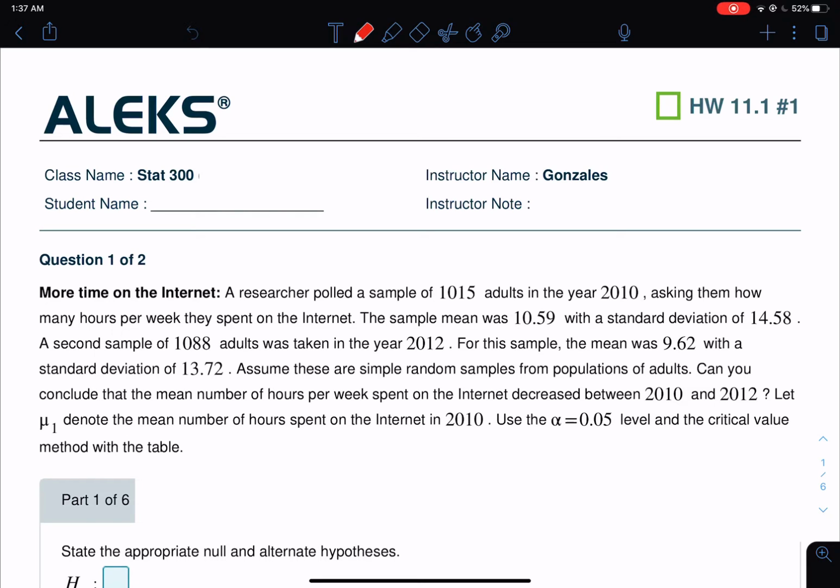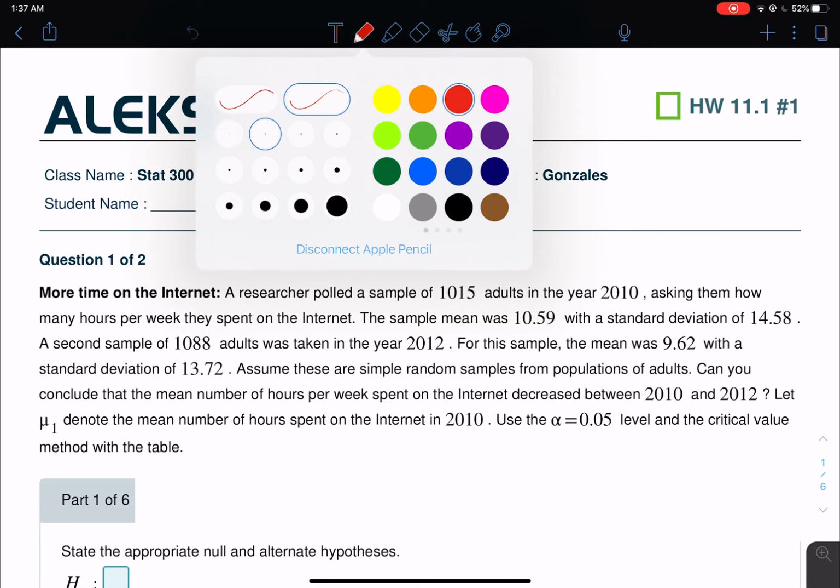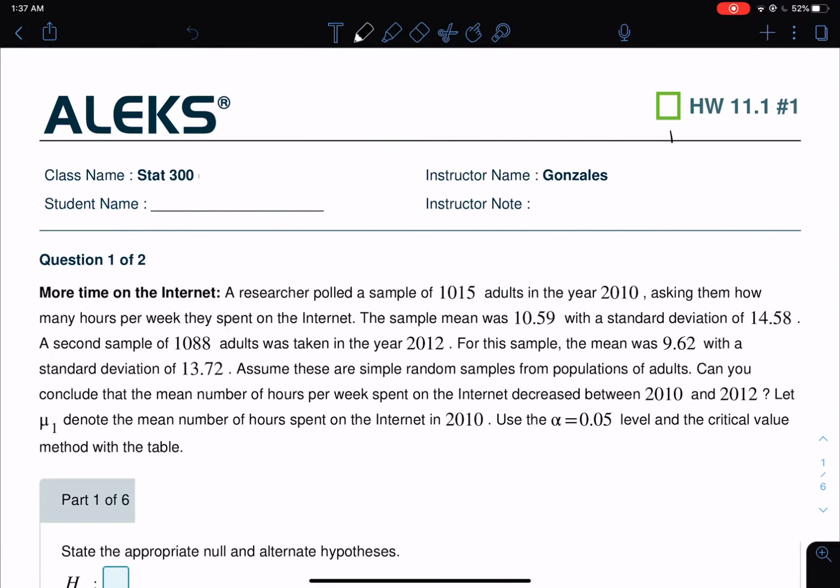Hello, Stats 300, and this is Professor Gonzalez, and I would like to go over some problems in the assignment side of ALEKS 11.1, which is covering hypothesis testing for the difference between two means, and these are independent samples. Okay, we have two problems we're going to do.